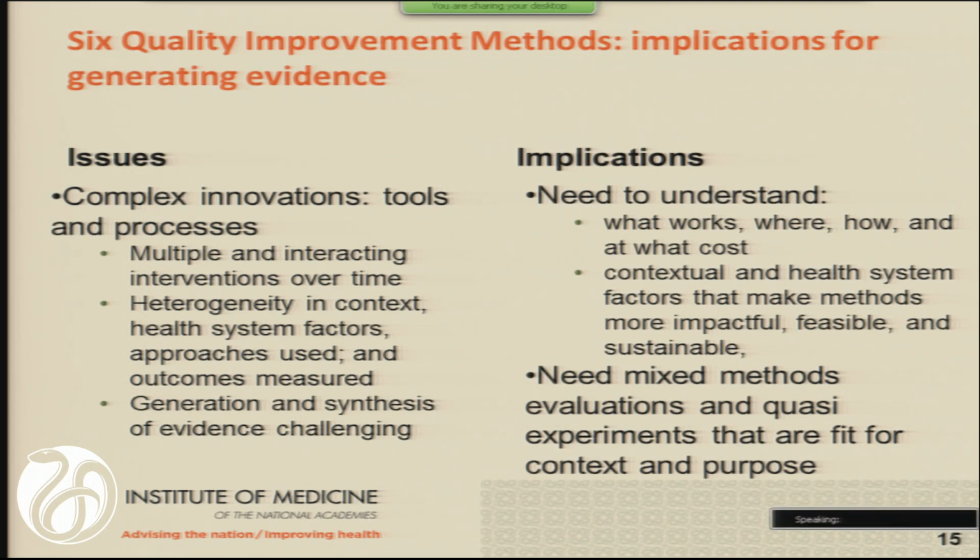And my final slide, having established these important considerations and shared features: what are the implications for generating evidence going forward? What characterizes these tools and processes is that there are multiple tools and multiple processes, and these are interacting over time. There's certainly heterogeneity in the context and health system factors and approaches used, and the outcomes measured in relation to these improvement methods.